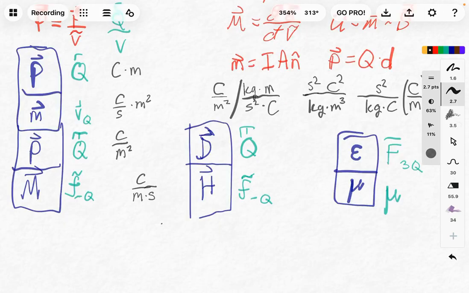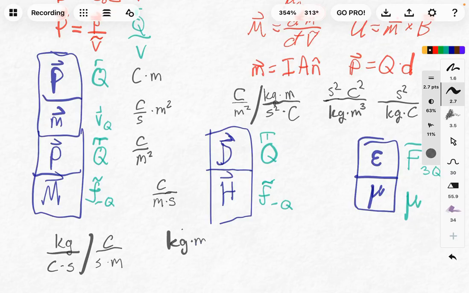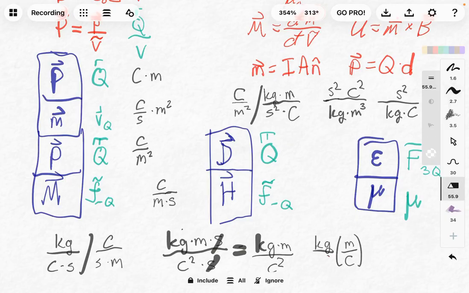So with that being said, okay, this will be B over H. So we get kilograms per coulomb seconds over frequency, so that would be coulombs per seconds meters. So we get kilograms times meters seconds per coulomb squared seconds. And with that, we get kilograms times meters per coulomb squared. If we completely remove the meters, that's kilograms per coulomb times meter per coulomb. So with that, we get the definition.